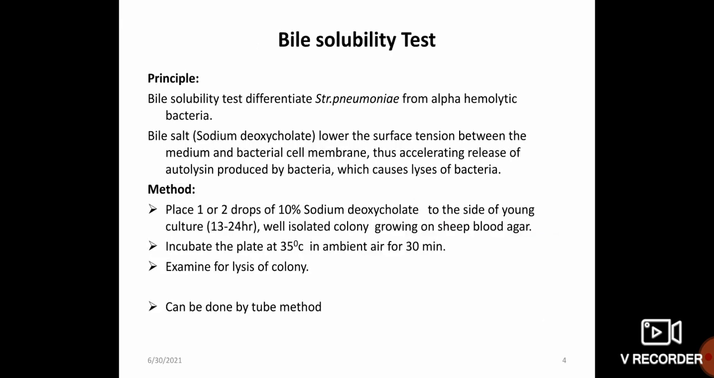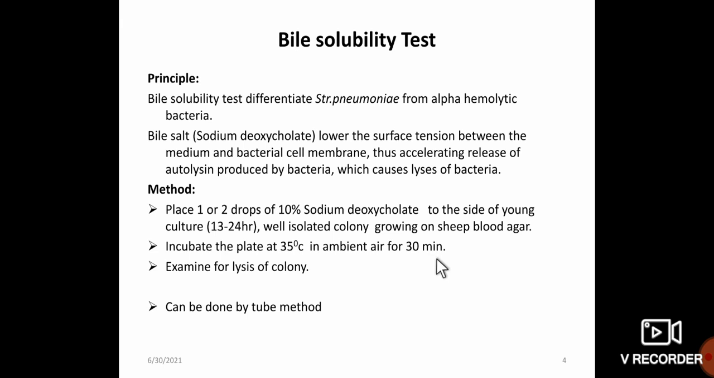Next one is the bile solubility test. This is another test for the identification of Streptococcus pneumoniae. Here, Streptococcus pneumoniae has the ability to produce an enzyme called autolysin. It will be in inactive form inside the bacterial cell.